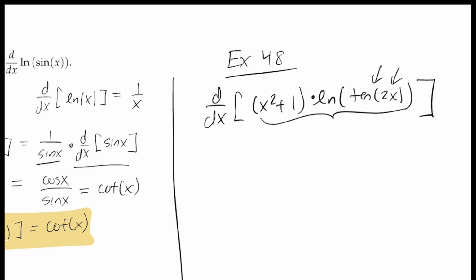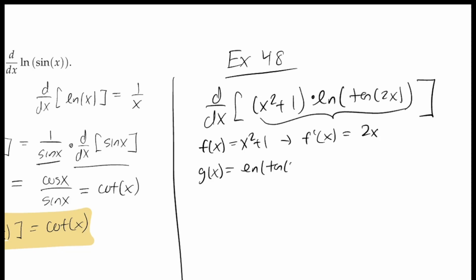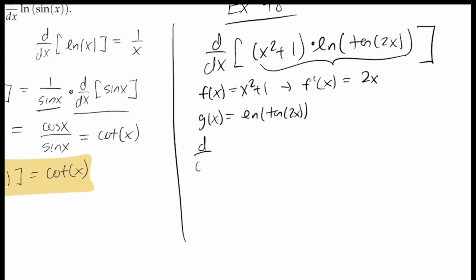So let's try this one. My f of x is x squared plus 1. My f prime of x is 2x. My g of x is the natural log of tan of 2x. And I'm going to need to do a little bit of work to the side here to figure out what that derivative is.